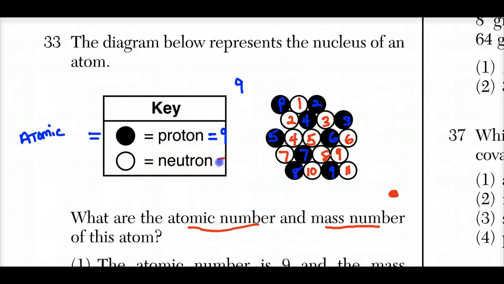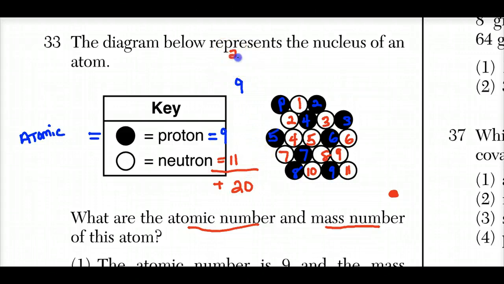So I've got 11 neutrons. Now, what's the mass number? Well, the mass of the entire atom is due to the protons and neutrons. So I'm going to add them together, 9 plus 11, which gives me 20. So my mass number is 20.